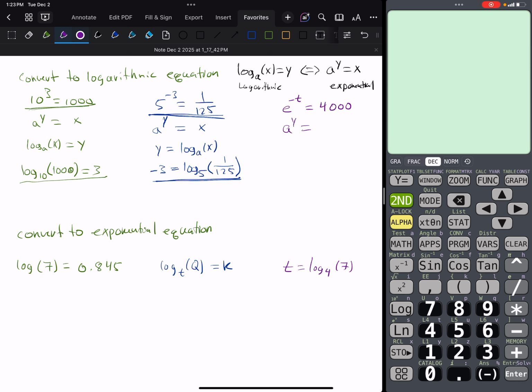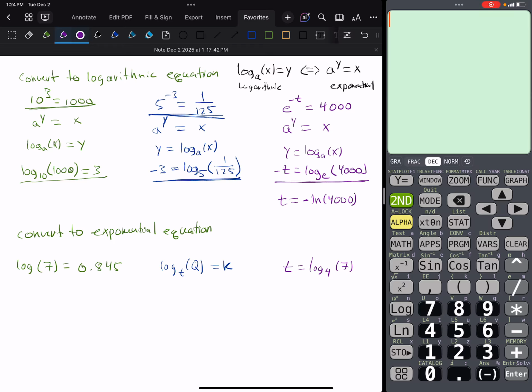I have a to the y equals x, right? And as a logarithmic equation, I'm going to get y equals log a of x. Well, my y is -t. And so I have -t as my unknown equals log, and then my base a, that was e, and then my x, that was 4,000. And so technically that is a logarithmic equation. We probably wouldn't leave it that way, though. We'd probably multiply both sides by -1 and replace log base e with natural log. And so we'd really probably write that as t equals negative natural log of 4,000.